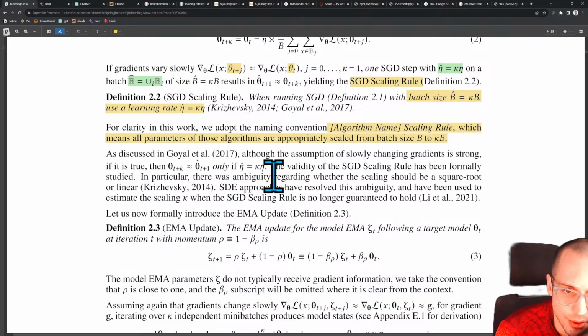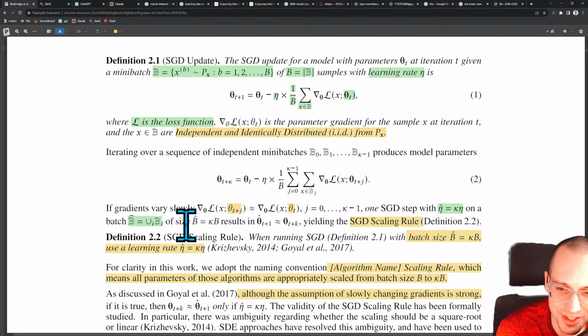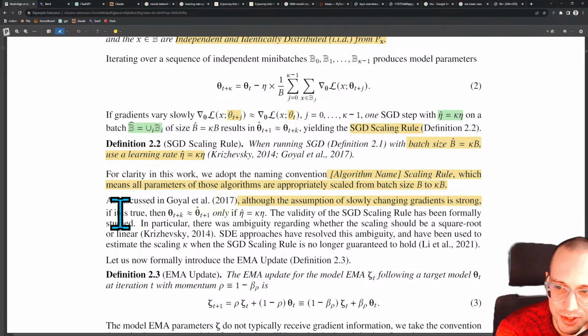Okay. So although the assumption of slowly changing gradients is strong, that's exactly what I was saying, that this assumption is actually not good. If it is true, then θ_{t+k} is not equal to θ̂_{t+1} only if η̂ equals kη. Okay, the validity of the SGD scaling rule has been formally studied. In particular, there was ambiguity regarding whether the scaling should be a square root or linear. SDE approaches have resolved this, but have also been used to estimate the scaling K when the SGD scaling rule is no longer guaranteed to hold.